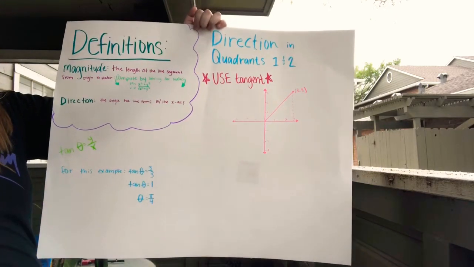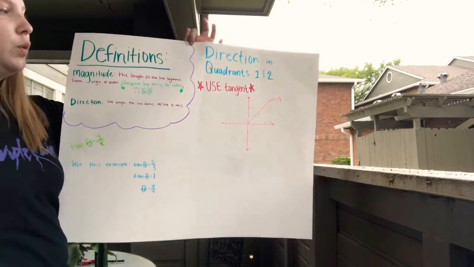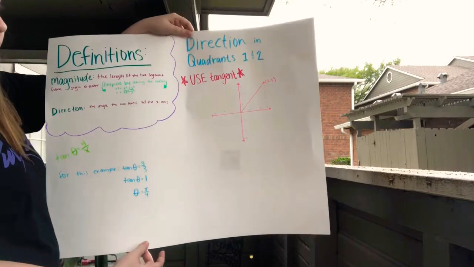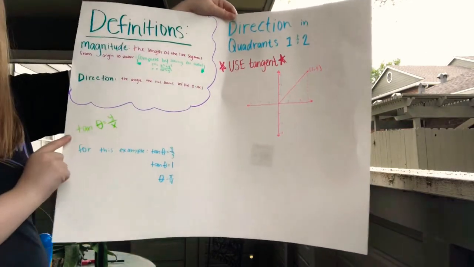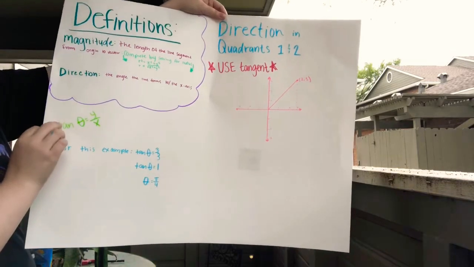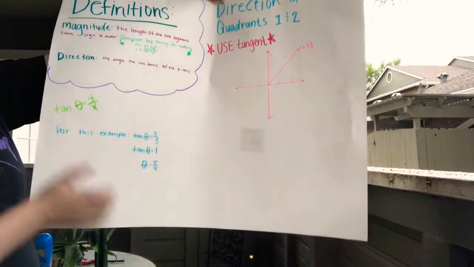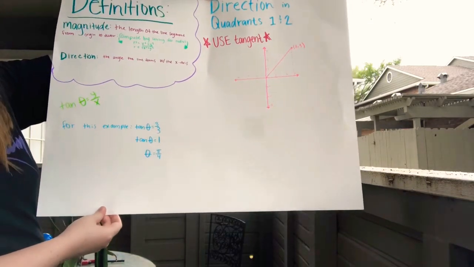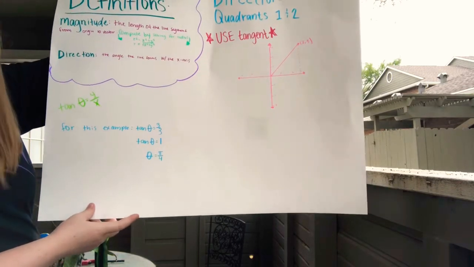Direction is the angle the line forms with the x-axis. So for direction in quadrants 1 and 2, you need to use tangent. On this graph, I have my point at (3, 3), and then I'm going to use a tangent formula. The tangent of theta is y over x. For this example, tangent of theta equals 3 over 3. Tangent of theta equals 1, and therefore the angle measurement is going to be pi over 4.